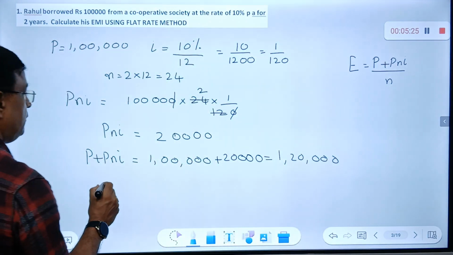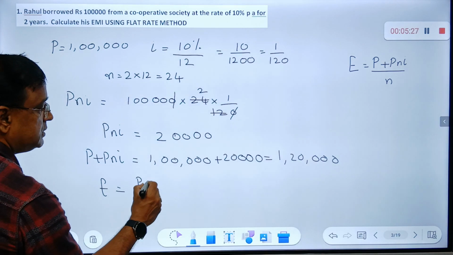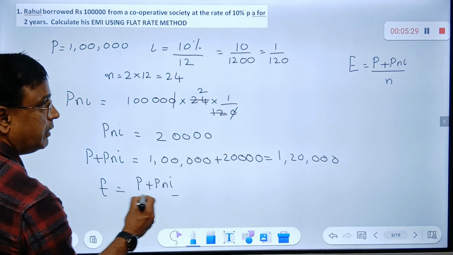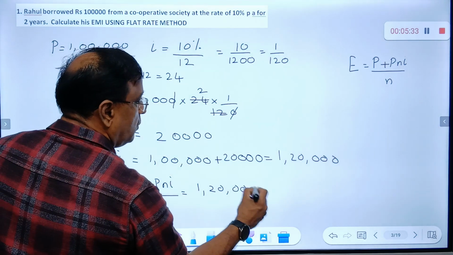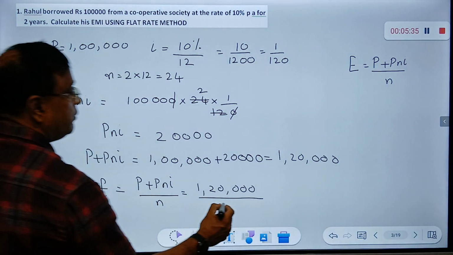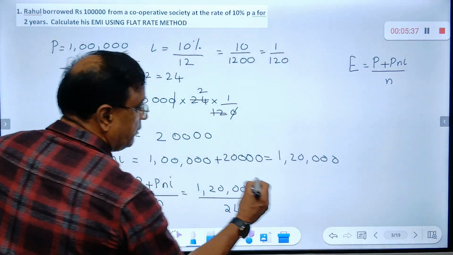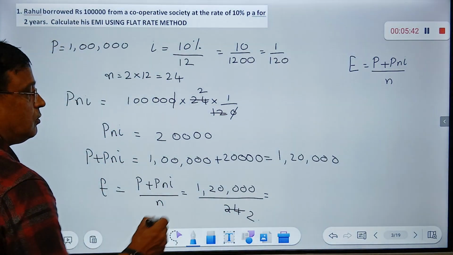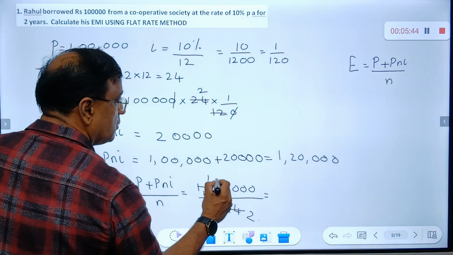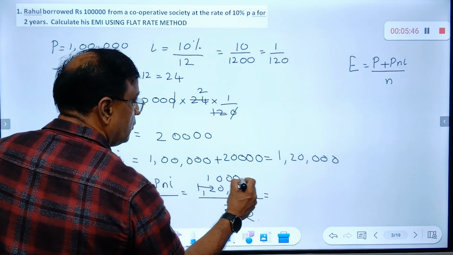So what is the EMI formula? P plus PNI divided by N, which is 1,20,000 divided by the tenure, which is 24. So if I divide this, what do I get? 12 goes 2 times, okay, 12 goes once. 1, 2, 3, 4. 2 goes.